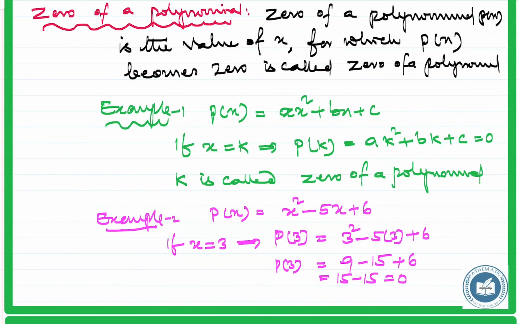Therefore, we can write 3 is a zero of the polynomial. So, this is the difference between zero polynomial and zero of a polynomial.